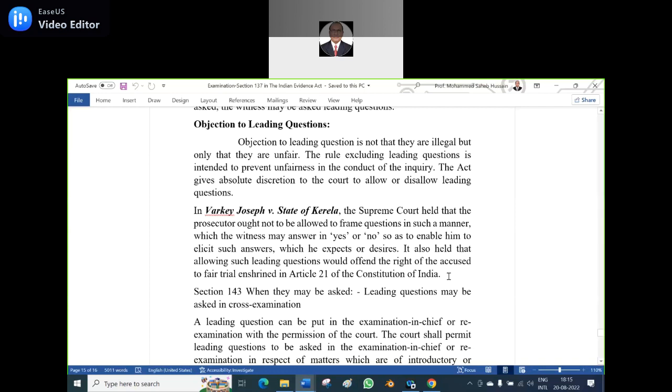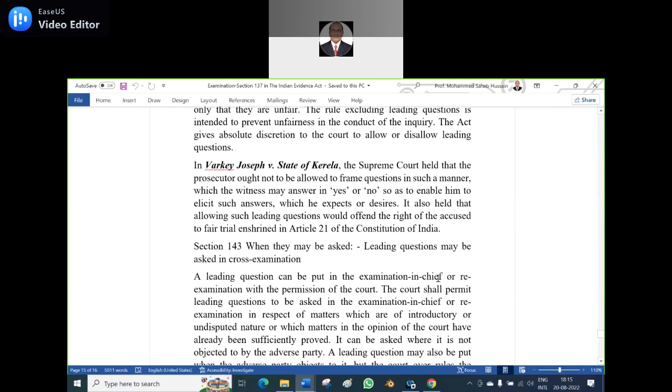So, it is unfair. Even a constitutional provision can be invoked, because it is not a fair trial, which is clearly mentioned in Article 21 of the Constitution of India. Participants, what is Article 21 of the Constitution of India?